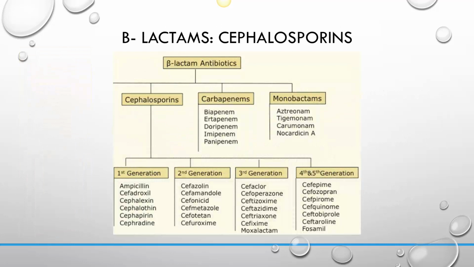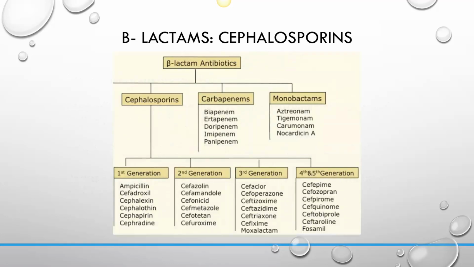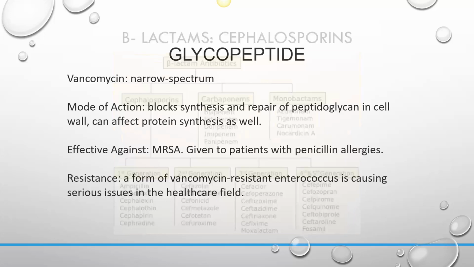The cephalosporins. So here you can see cephalosporins, first generation, second generation, third generation, fourth and fifth generation. There can be lots of other generations. So a generation is just talking about a new kind of semi-synthetic model for that type of drug. They're all classified under the cephalosporin group, but you can see they all have different names. And cephalosporins are going to have a very similar mode of action, similar type of resistance.